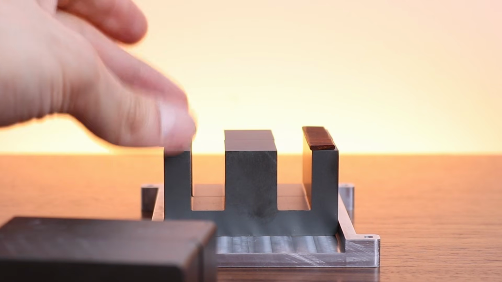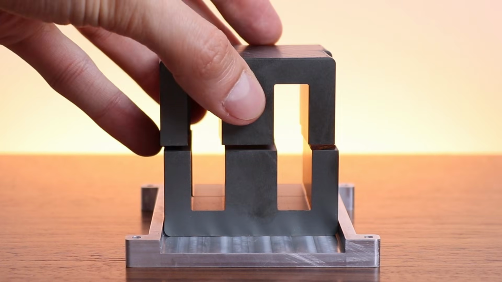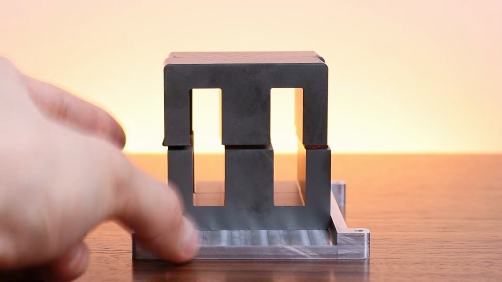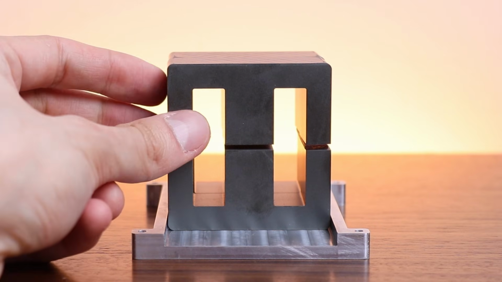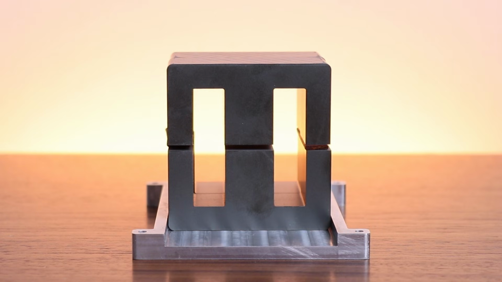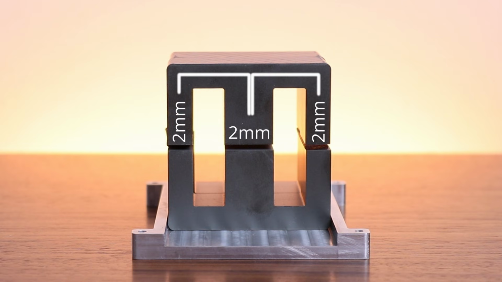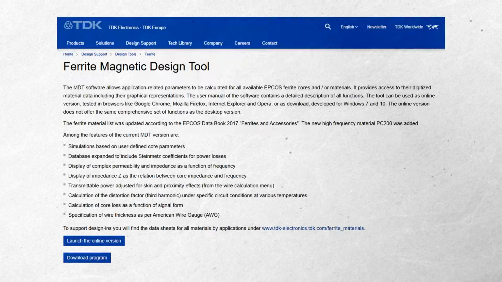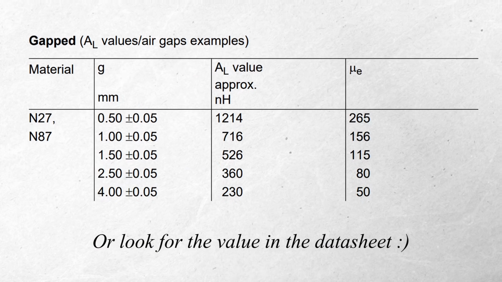Unfortunately, I didn't have the option to grind a proper gap in the middle leg. I don't have a bench grinder, so I had to insert some separators between the core halves to create a gap. But here is the important part. Even though the physical gap is only 2 mm, it actually counts as 4 mm. 2 mm in the middle leg plus 2 mm in the side legs. That gives me an effective permeability of around 50. How did I get that number? From a free software called Ferrite Magnetic Design Tool by TDK. You just select a core size, material and air gap value, and the application spits out the effective permeability, along with lots of other parameters like saturation, inductance, number of turns, etc.